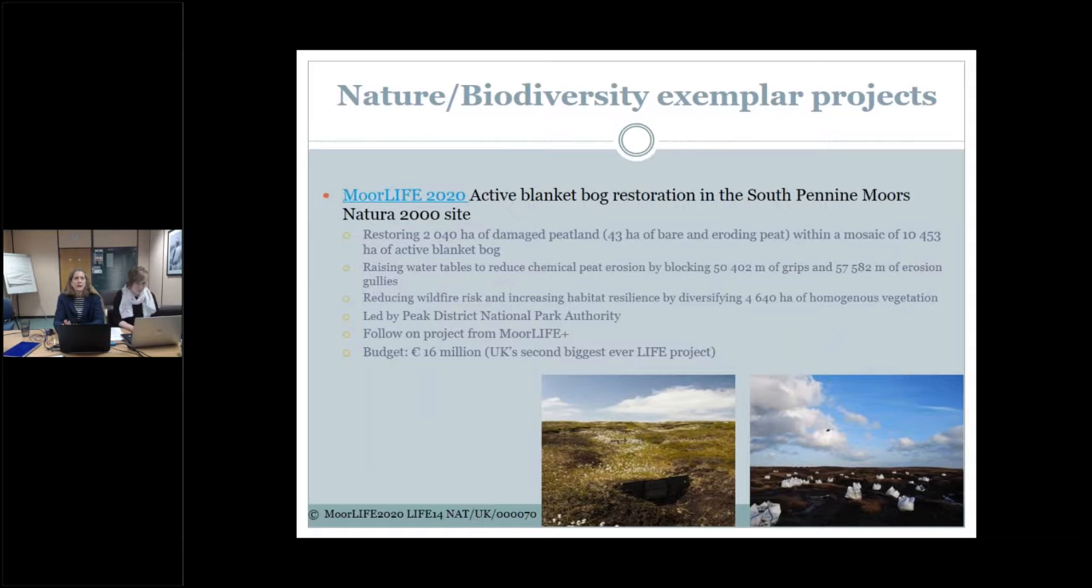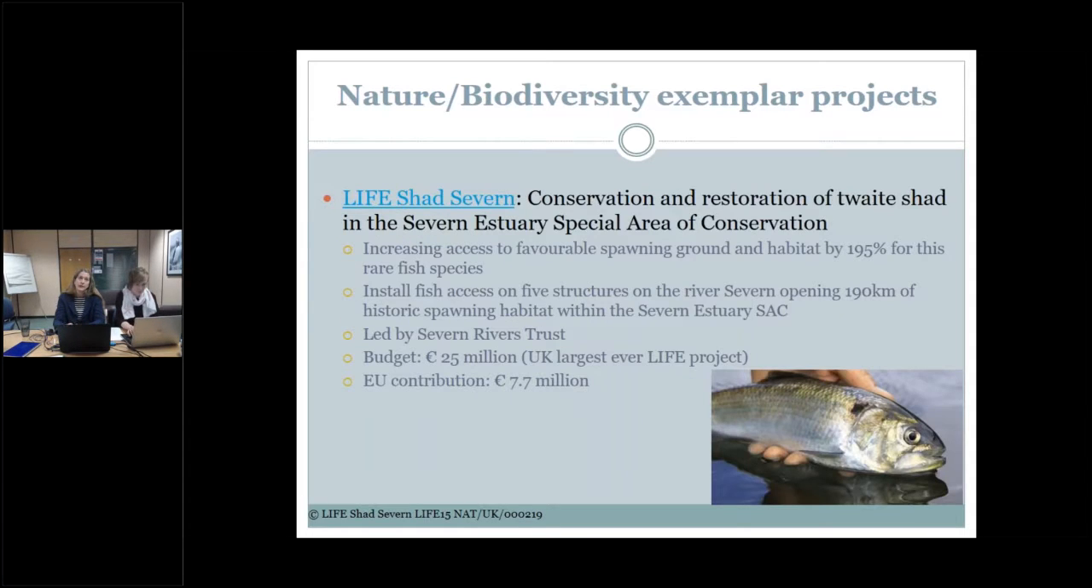Also, the project was looking at raising water tables to reduce peat erosion by blocking over 50,000 meters of grips and 57,000 meters of erosion gullies. This will reduce wildfire risk and increase the habitat resilience by diversifying over 4,000 hectares of vegetation. The project is led by the Peak District National Park Authority and is a follow-on project from the More Life Plus project.